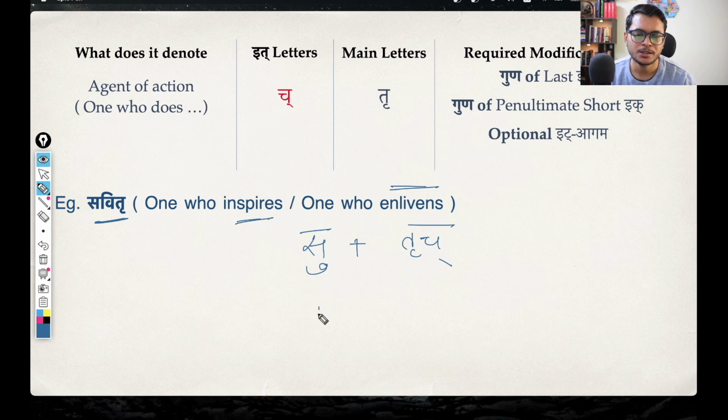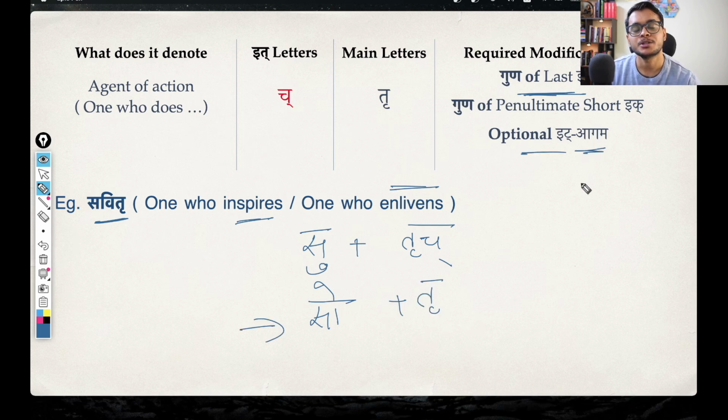So we have already seen that this U will change into O because the guna of the last vowel will happen. So this su will change into so. So you have this so plus tra. Now there is this third step that will happen, optional it agama. Because this particular su dhatu is a certain kind of dhatu which demands this it agama. And this it agama is nothing but, between this dhatu and this pratyay, you have this e. So this is the meaning of it agama. Simple as that. So the equation is so plus e plus tra.